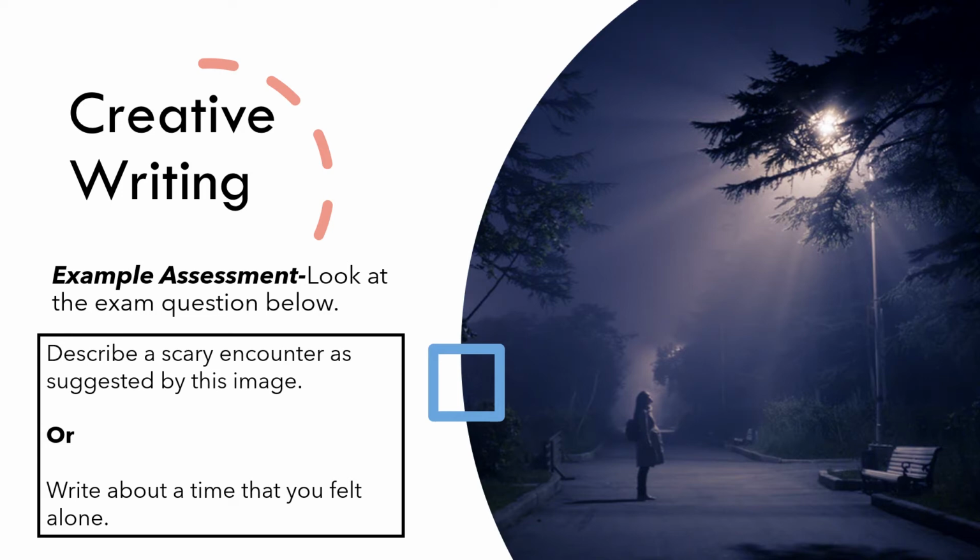If you actually have a look at the image, it's quite atmospheric. We can tell it's at night. They've got that big light coming up from above, and you've already got a character there that is potentially going to be scared or even a victim to some kind of event that you could write about. It's entirely up to you which one you write about, but make sure you think about how you're going to structure it and think about the key language you're going to use in your actual writing as well.